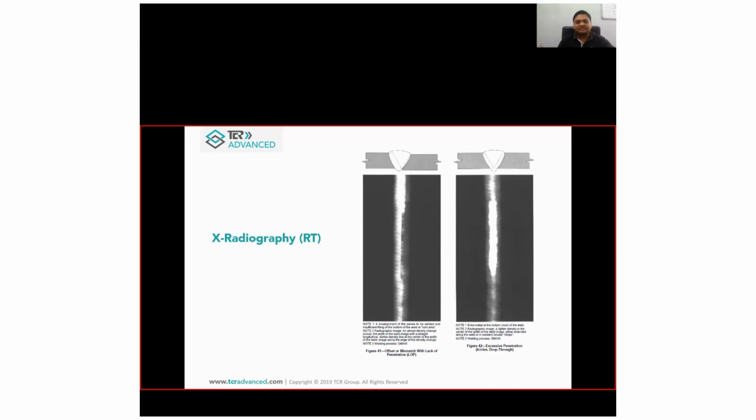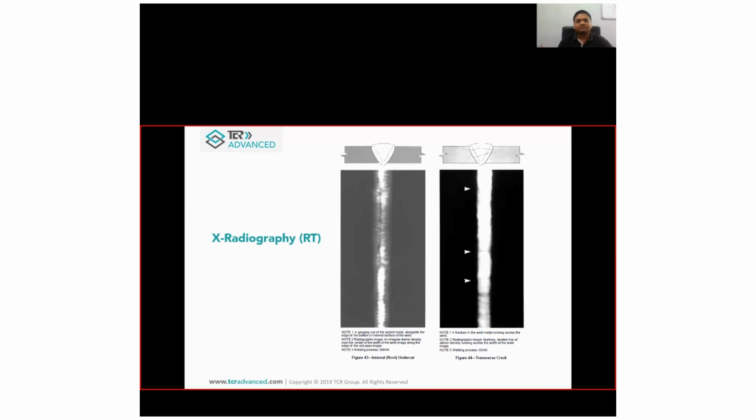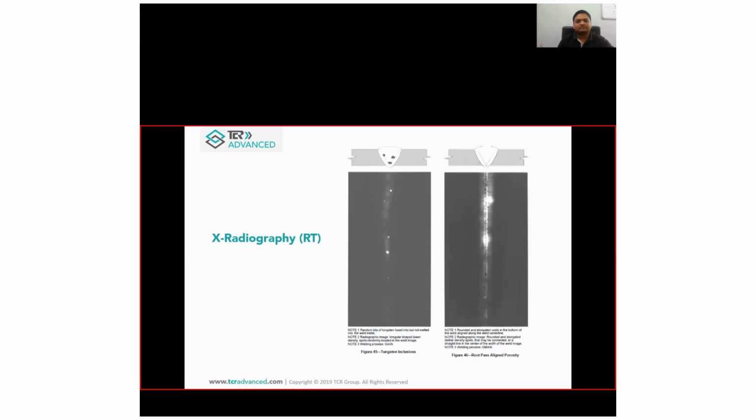Then offset mismatch and excessive penetration, which is visible as a very bright spot because the density is more there in excess penetration. These are the transverse crack and left hand side root undercut, visible as a dark line on the parent metal side. These are tungsten inclusions. Because of the heavy density of tungsten, it will appear in the film as a very bright spot, and root aligned porosity.